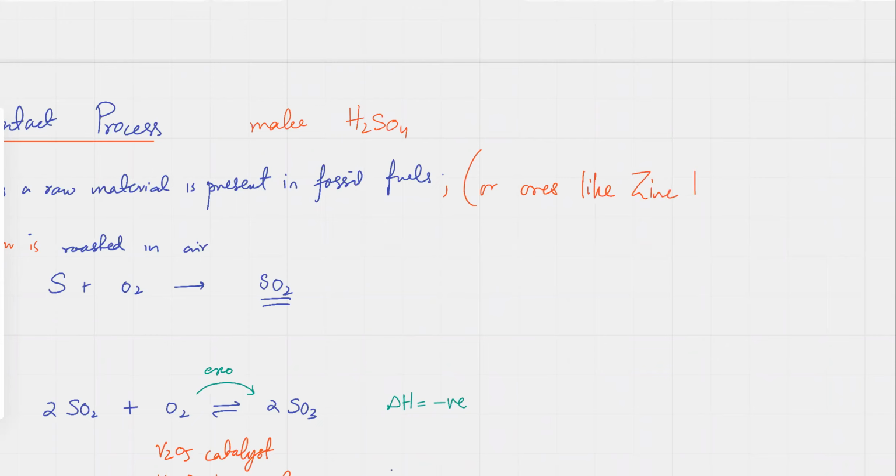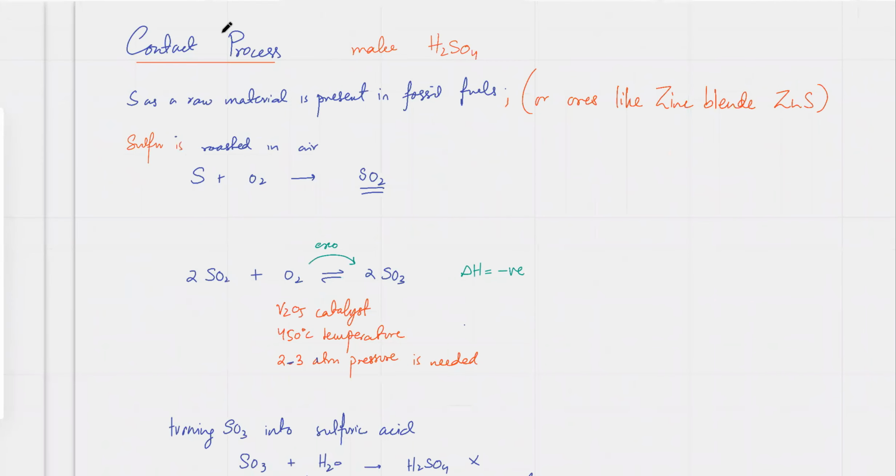Like zinc blende. I mean, it's a compound that's present in a rock that has sulfur in it. So that sulfur is burnt, roasted in air, and sulfur dioxide is produced. And then you try to convert the sulfur dioxide into sulfur trioxide, which is kind of difficult. You need some conditions for that. You need V2O5 catalyst, 450 degrees centigrade is the temperature, and 2 to 3 atmospheres is the pressure that's needed.